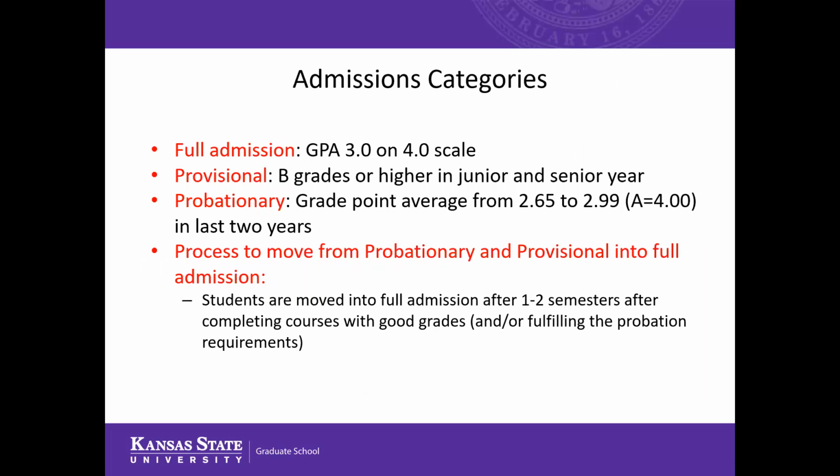To be admitted with full admission status, you must have earned a GPA of 3.0 on a 4-point scale. Provisional admittance will be granted with B grades or higher in your junior and senior year. Probationary admittance with a grade point average from 2.65 to 2.99 when A equals 4.0 in the last 2 years. Students can be moved from provisional or probationary status into full admission after 1 to 2 semesters of completing courses with good grades and/or fulfilling the probationary requirements here at Kansas State University.